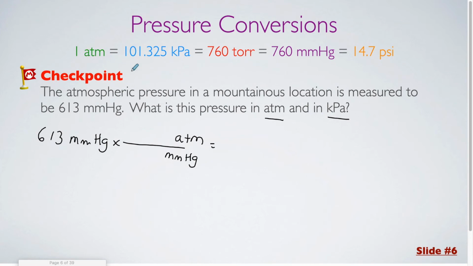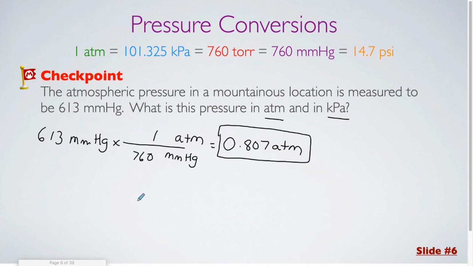So 1 atmosphere is equal to 760 millimeters of mercury. So I have 1 over 760. From here, we just need to divide and then round for the proper number of significant figures. We have 3 significant figures here with the 613. So that's going to come to 0.807 atmospheres.